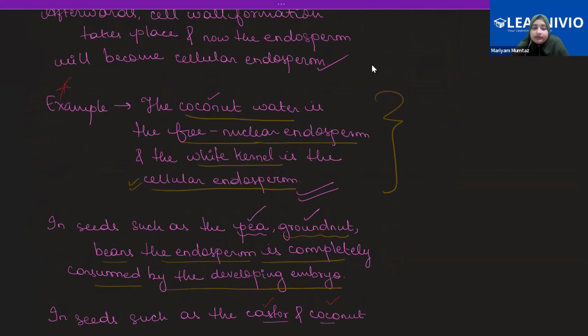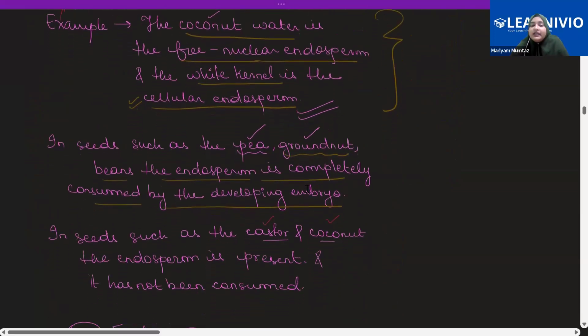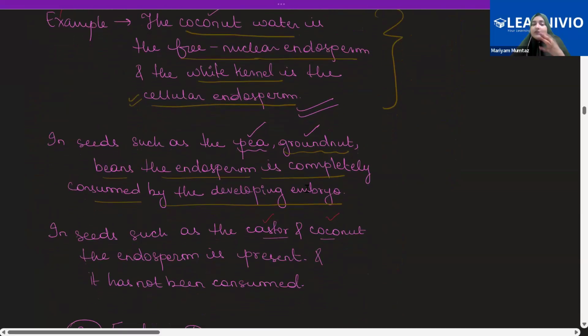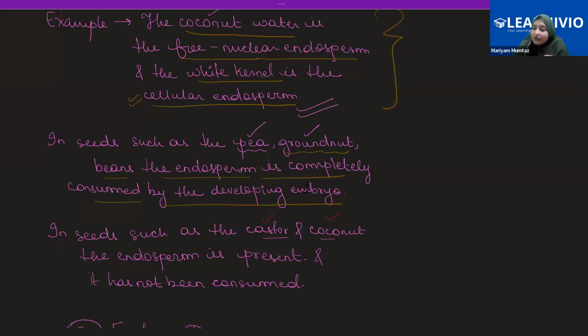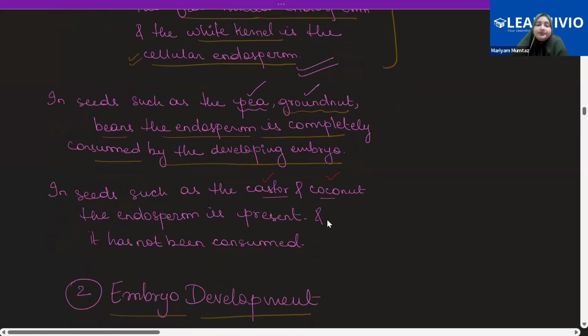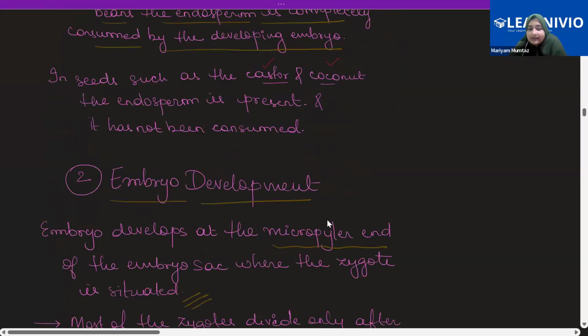Now, furthermore, in seeds such as the pea and groundnut, see, the endosperm could either be persisting in the seed, it could be completely consumed in the seed, or the remnants of the nucellus can be found in the seed. So all those seeds that have persistent endosperm, we call them endospermic seeds or endospermous seeds. And the seeds that do not have it, we call non-endospermic seeds.